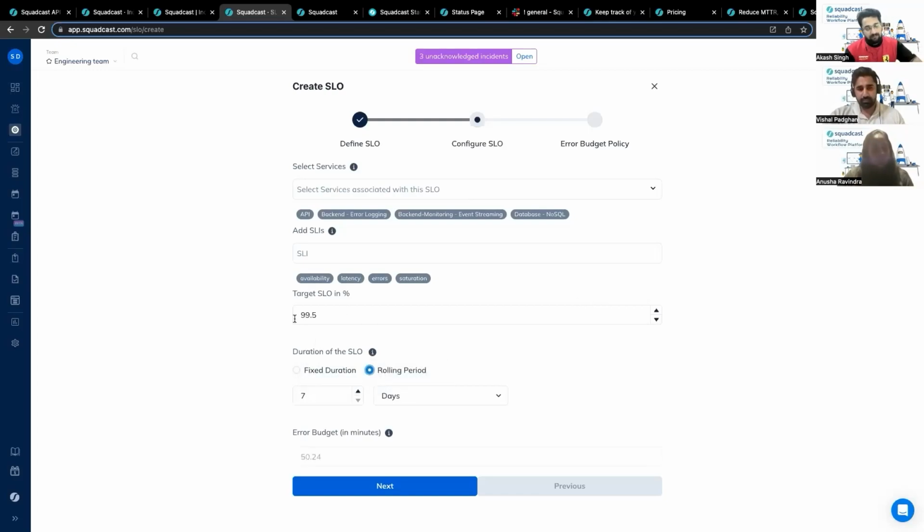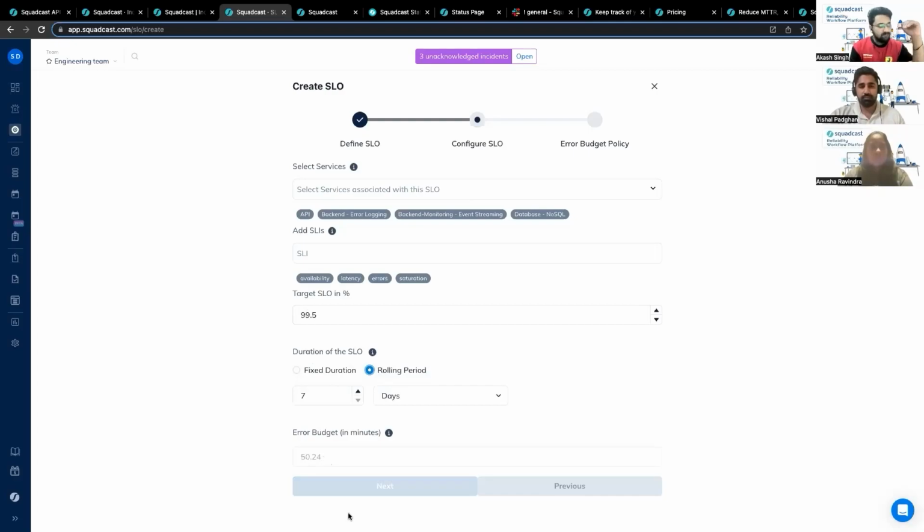So in here, I've defined that I want to achieve a target of 99.5% of uptime in a rolling period of 7 days. So since the tool already knows those targets that I've just defined, it will automatically calculate an error budget for me, which is 50 minutes and 24 seconds.